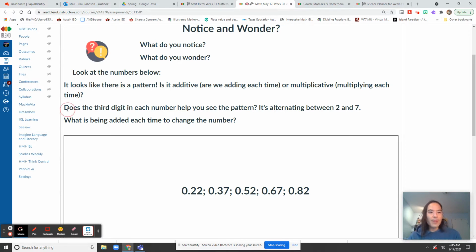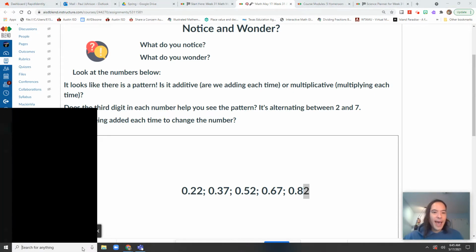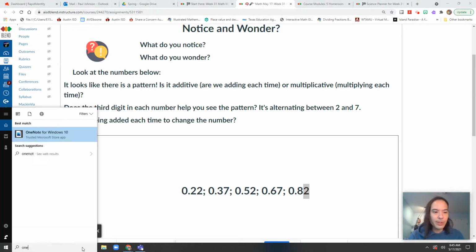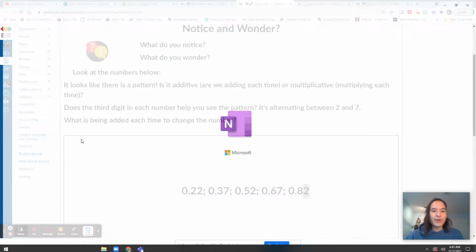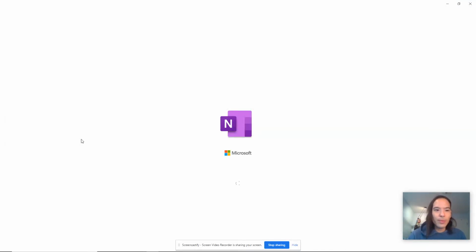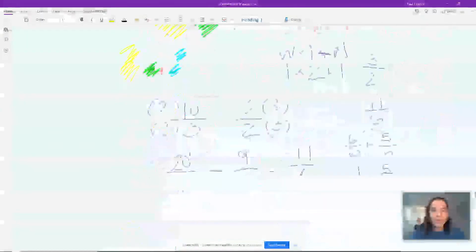So there's a clue right here. Does the third digit in each number help you see the pattern? So as you can see, the third digit is alternating between 2 and 7. All right, so that's kind of a hint that we have some kind of pattern going on here. And then it says what is being added each time to change the number. So let's take a look at this and figure out what we're looking at.